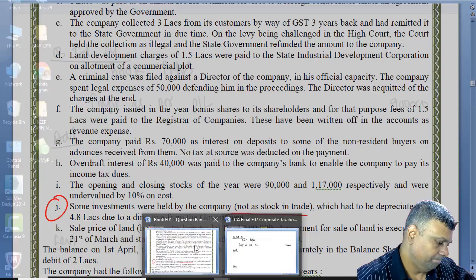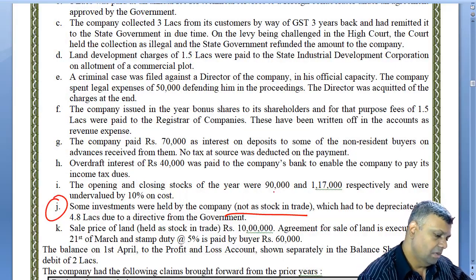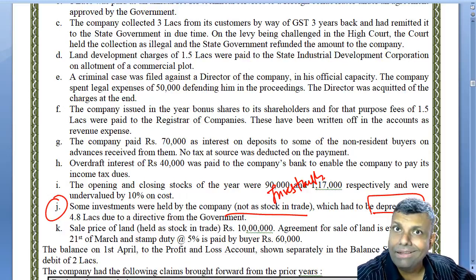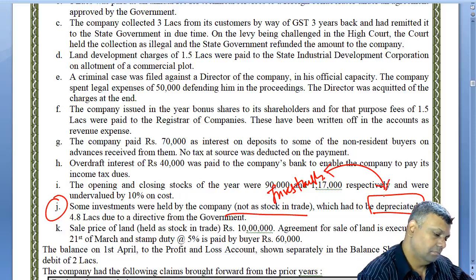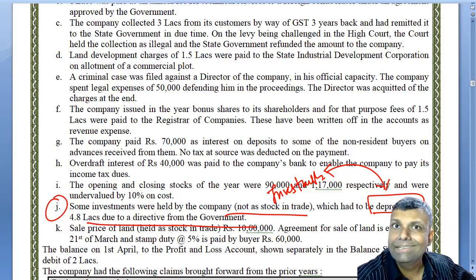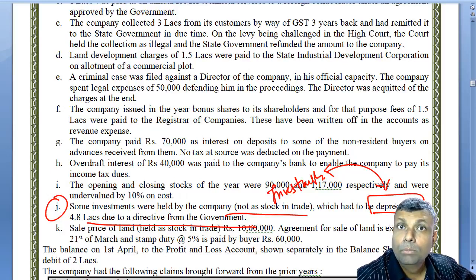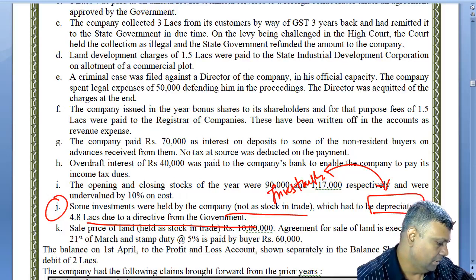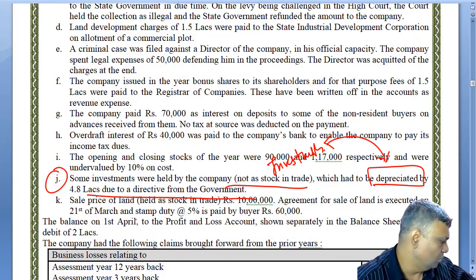Now, come to the question. Not as stock in trade, that means as investments, naturally. And it was to be depreciated, that is a depreciation of the investment, that is a reduction in the value, as per the government directives. So that is a clear-cut situation of a provision. This adjustment is to be done in the MAT. So that we will do. This is already debited, so I am going to add it back. Okay.